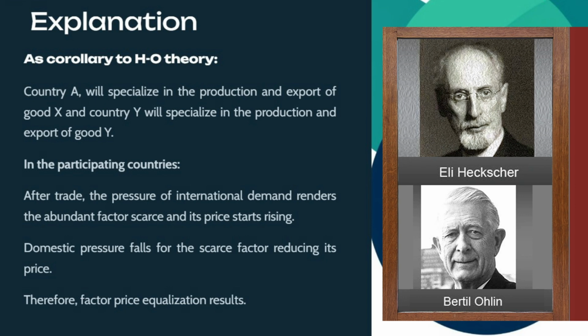So, what happens in the participating countries after trade, as trade commences? Each country will specialize in that line of production in which the abundant factor is used more intensively. So, the pressure of international demand renders the abundant factor scarce in the participating countries, and its price starts rising. Alternatively, what happens to the scarce factor? The domestic pressure falls for the scarce factor, reducing its price. And ultimately, this change continues and factor price equalization results.